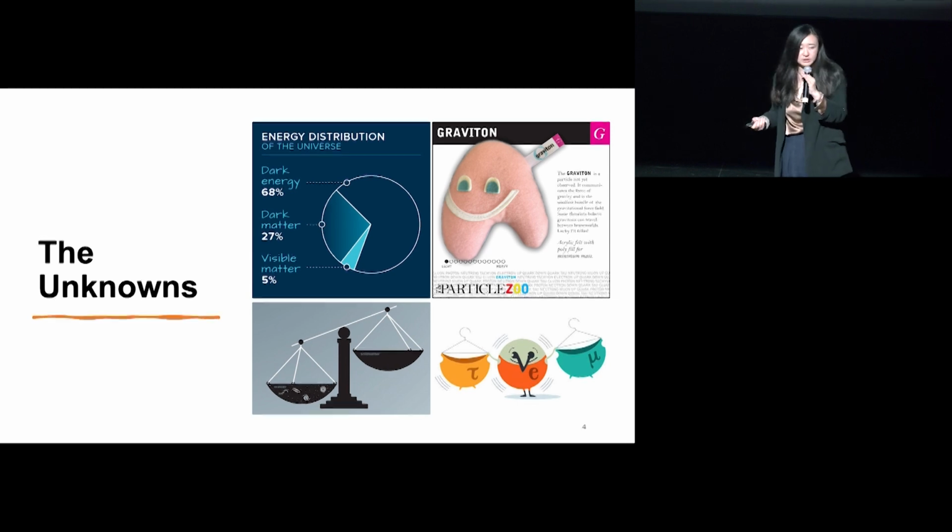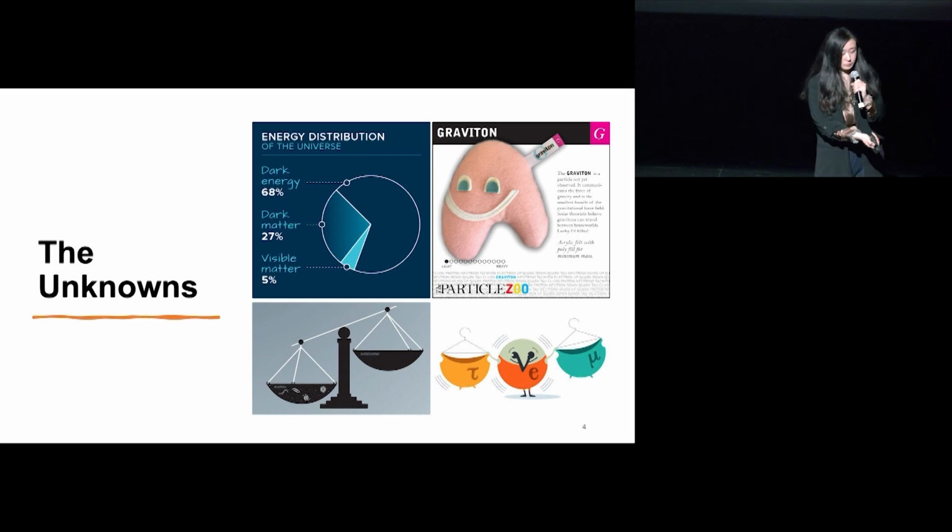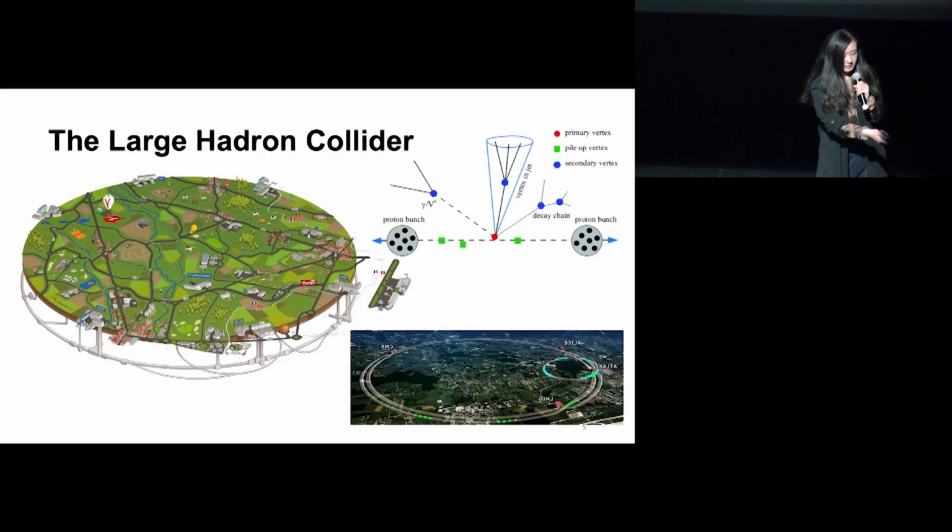So there are still many questions about our universe that can't be explained by the Standard Model. We need to find a way to probe the stage of the universe that we live in. So how do we probe it? Okay. We use the collider.